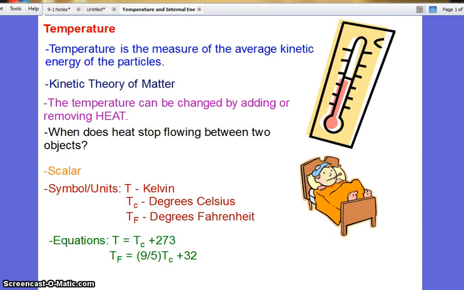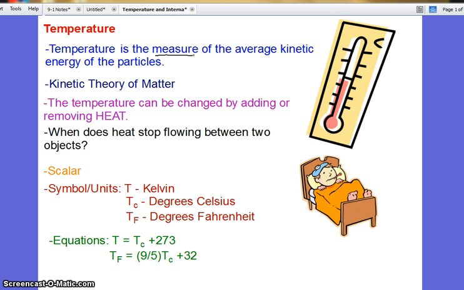Temperature is defined as the measure of the average kinetic energy of the particles. What this means is that the faster the particles move, the higher the temperature, and the slower the particles move, the lower the temperature. It is not equal to the average kinetic energy, because if it was equal, then temperature would be measured in joules, but it's not.